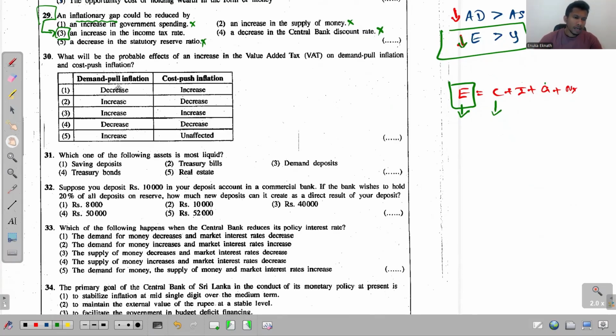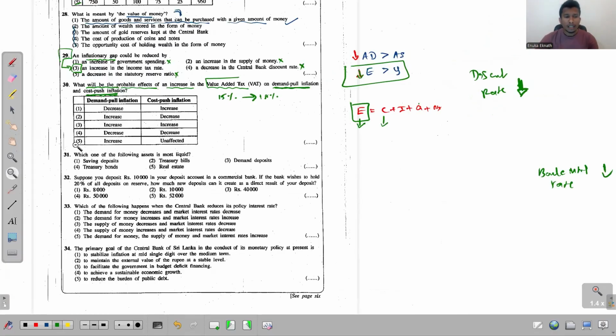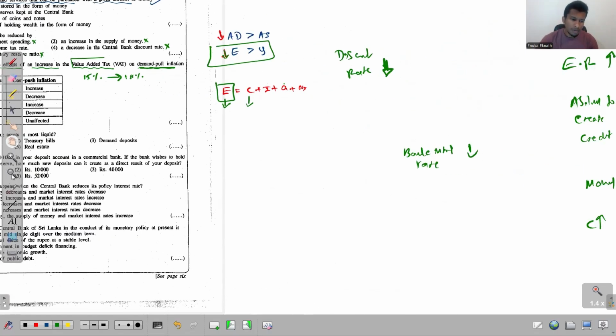Question 30. This says, what will be the probable effects of an increase in the value added tax on demand pull inflation and cost push inflation? Okay, according to this question, even now there is a particular percentage as the value added tax. So let's say that is just 15%, and the government is going to increase this from 15% to 18%. So when the VAT rate is increased, you just need to find the impact on demand pull inflation and the cost push inflation. So this is very simple, and this is how you need to think about this answer.